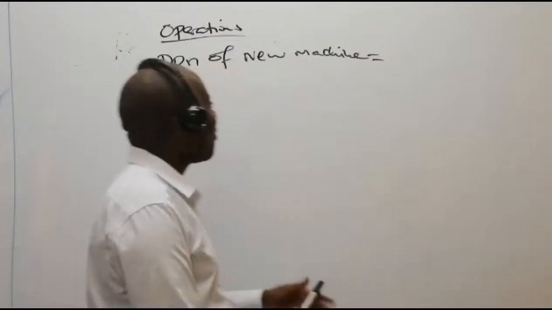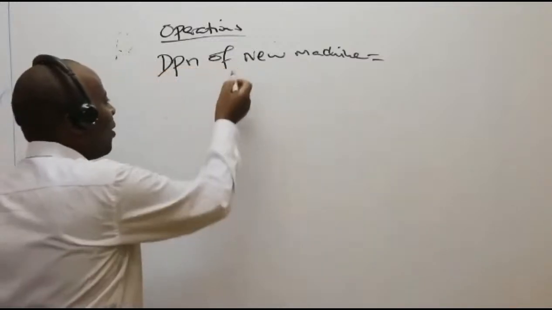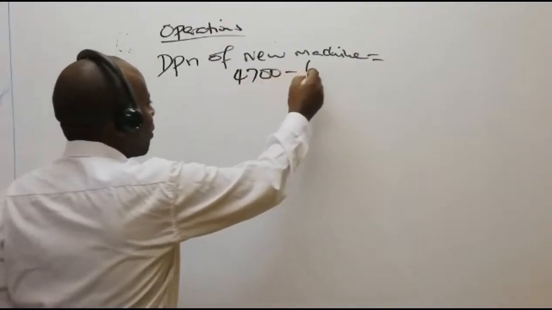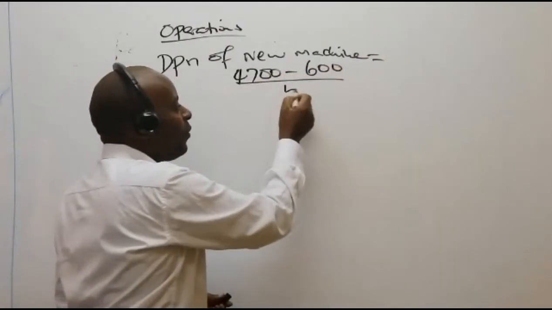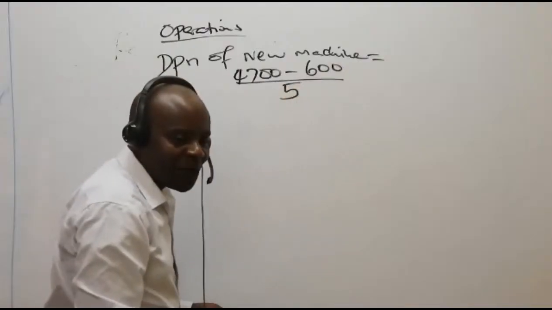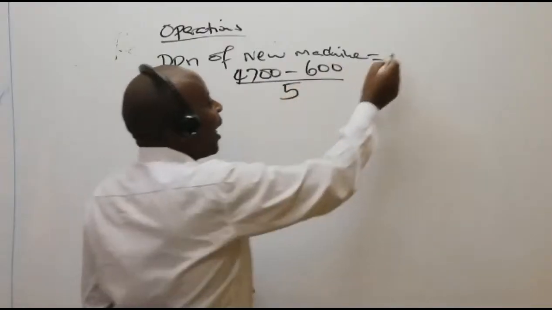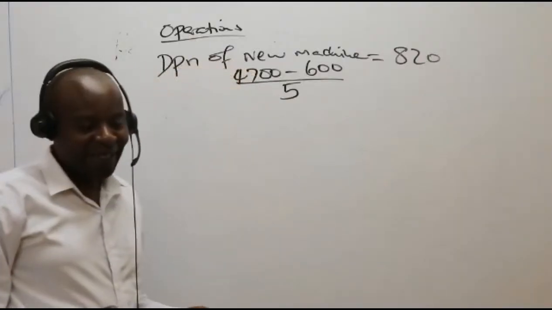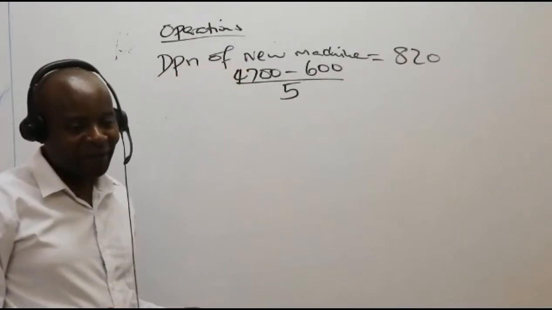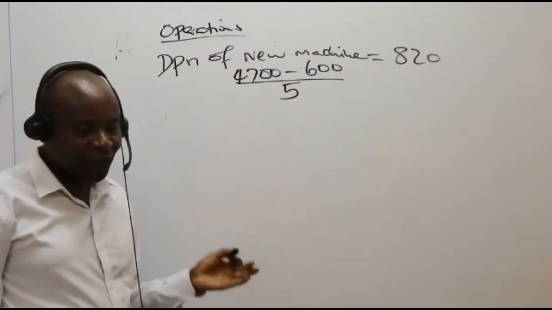So the initial cost here is 4,700. They have given us the scrap of 600. Divide by the number of years, which is 5. Somebody tell me what figure they are getting here. 820. They're getting a figure of 820. That is the depreciation of the new machine.